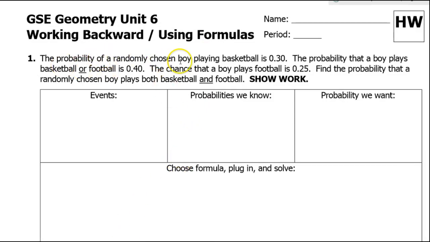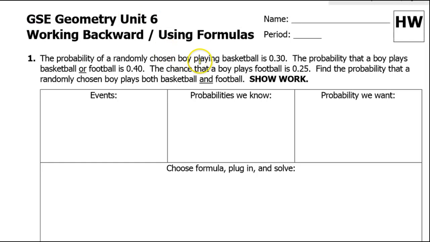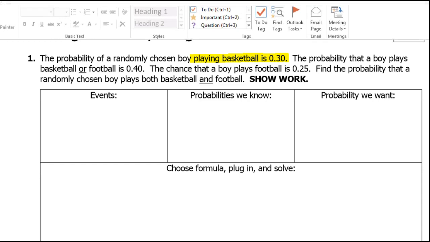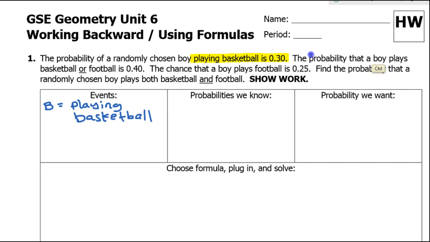The probability of a randomly chosen boy playing basketball is 0.3. So there's one event right there, playing basketball. So let me go ahead and define that event right now. Okay, so I will call event B playing basketball. The probability that a boy plays basketball or football is 0.4.